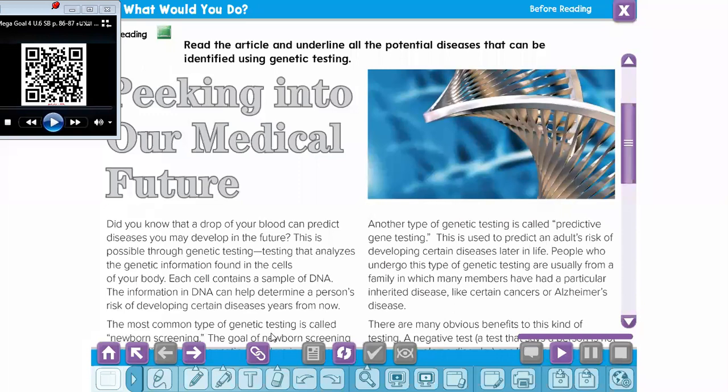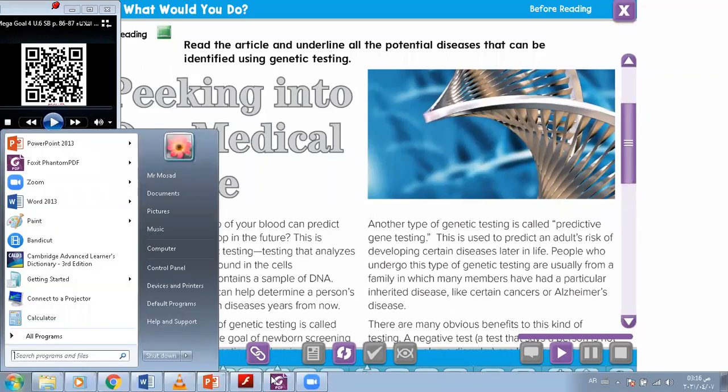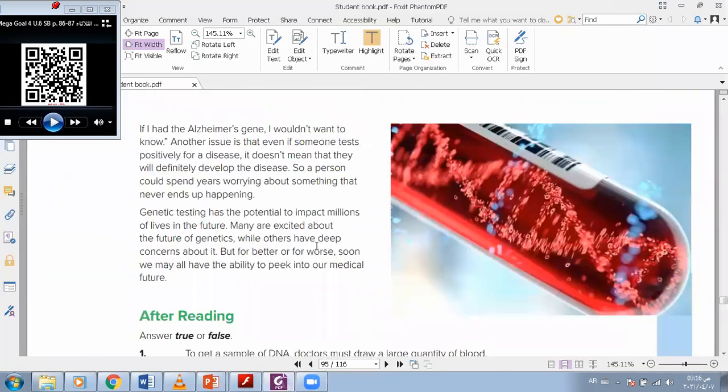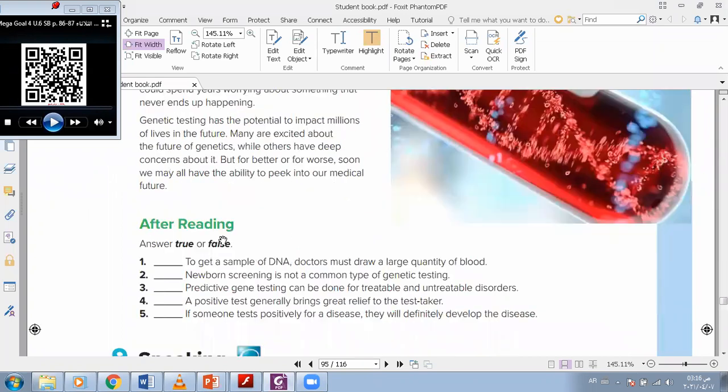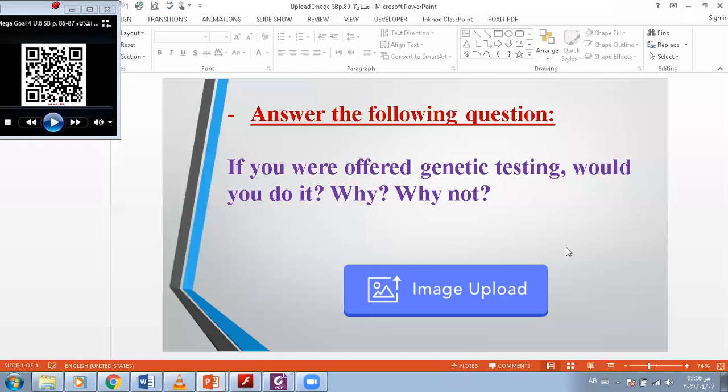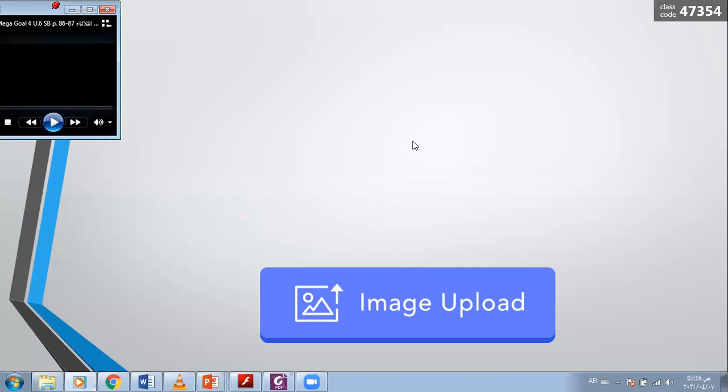Now I want to tell you that there is an exercise. I want you to read this article again and answer this exercise on page 89 as homework, and I will check your answers in the next lesson, inshallah. Okay, now, my dear students, let's go to the last part. It's about the class point. I want you to log in and enter the class point quickly.